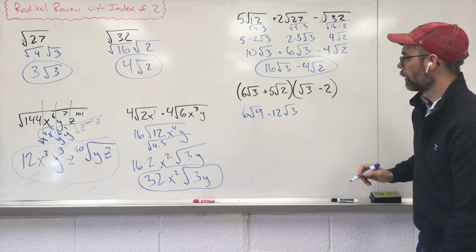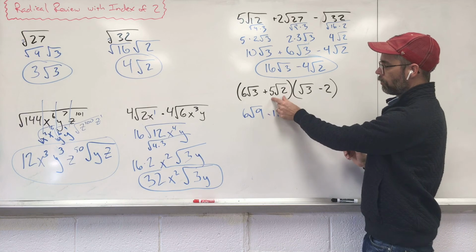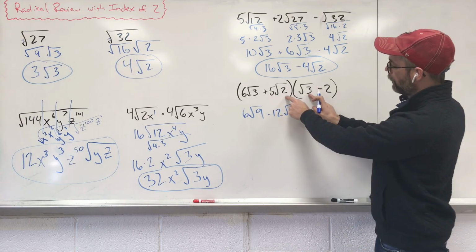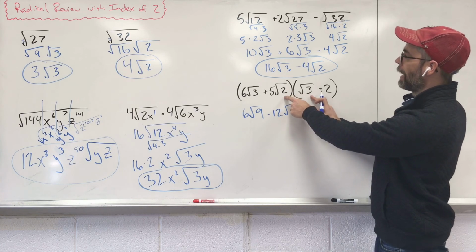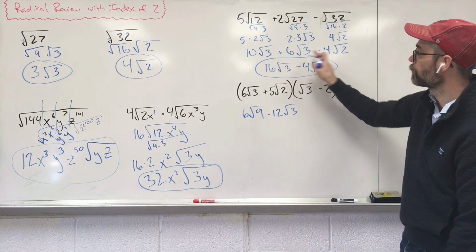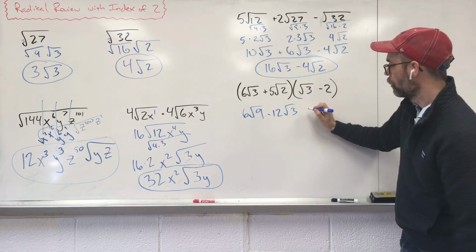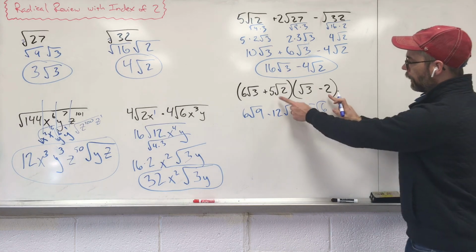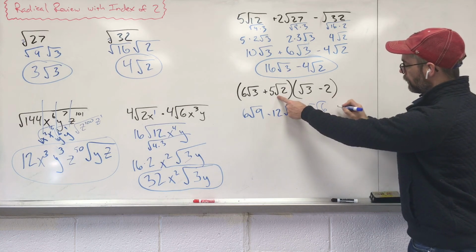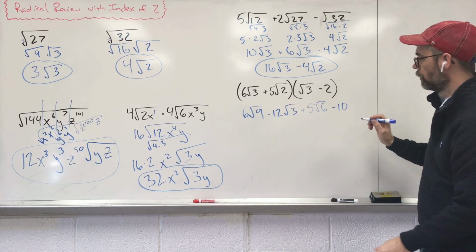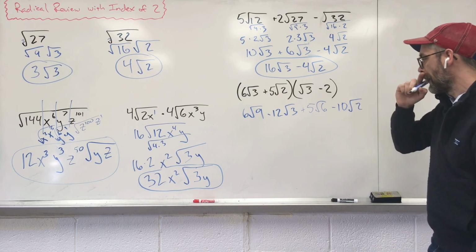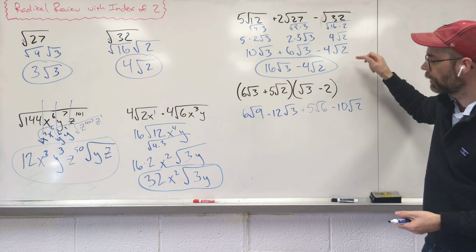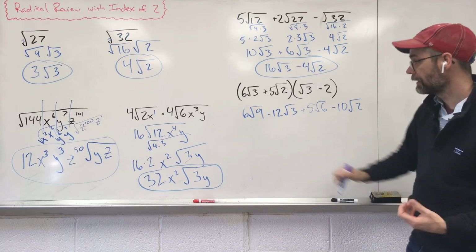radical 3. Now I want to distribute my second term here, so 5 radical 2 times the radical 3. With multiplication, I'm allowed to multiply different radicals together. It's just adding and subtracting where they have to be the same. So I get 5 radical 6, and then I distribute here, and I get negative 10 radical 2. And now I want to see if I can simplify. And I can simplify.